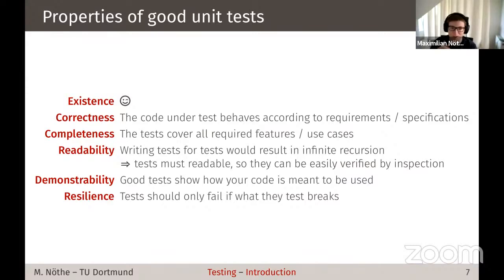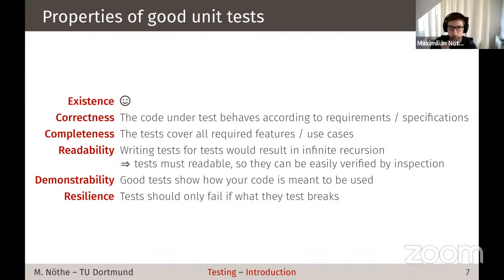You could now say, yeah, let's write tests for our tests, but where do you stop, right? If you write tests for tests that then need tests, you're in an infinite recursive loop. So tests need to be inspected by the developers and be judged by eye to be correct. And for this it is immensely important that the tests are actually readable, straightforward code that can be verified by this inspection step. And good unit tests demonstrate how your project is supposed to be used.